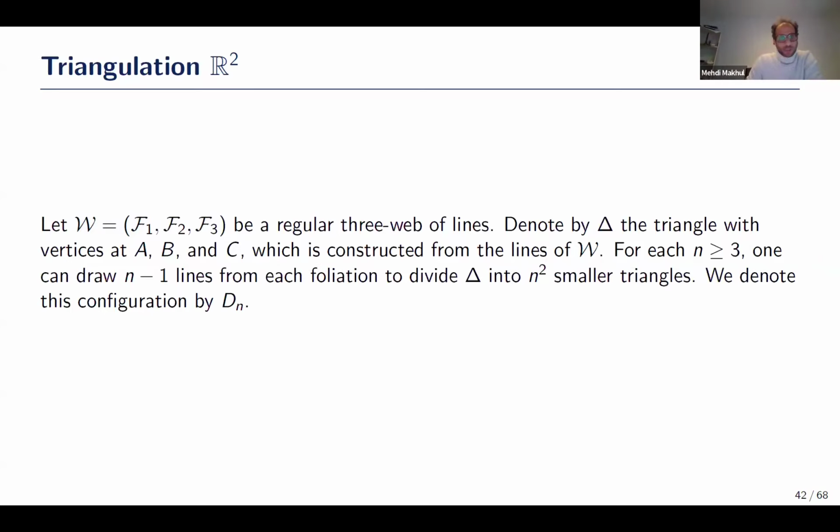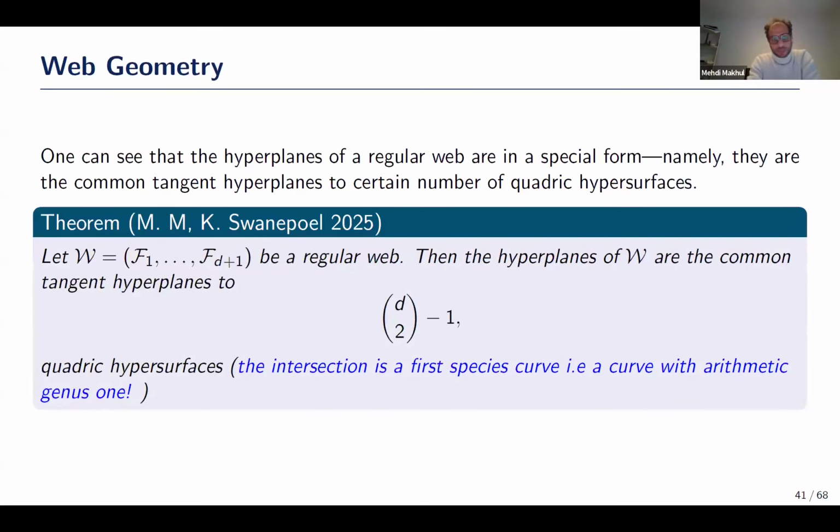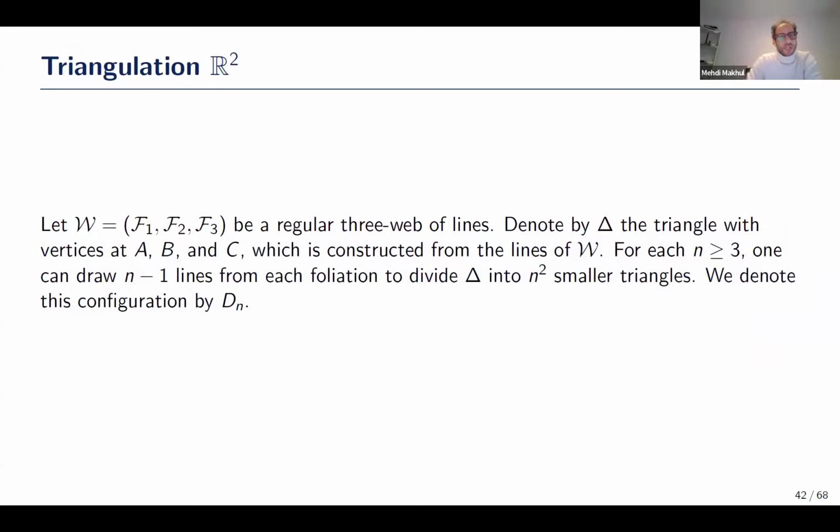Now, first I'm trying to prove this result, and then I combine this result with the Elekes-Szabó result in dimension D to come up with the main result that I mentioned already. So to start the proof, I first define what it means, the triangulation in R^2.